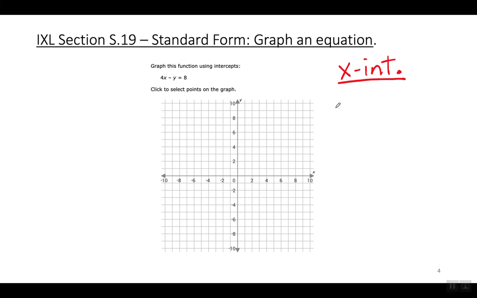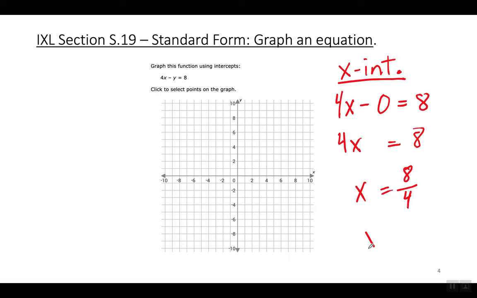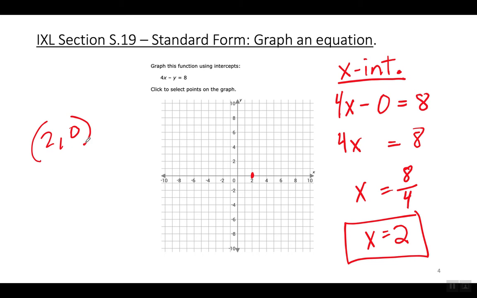All right, so to find the X-intercept, I make Y equal to 0 and solve for X. Para encontrar el intercept de X, hago Y igual a 0 y resuelvo para X. So the X-intercept is 2. In other words, when Y is 0, X is 2 in this equation. En esta ecuación, cuando Y es 0, X es 2. Así que el X-intercept es positivo 2.